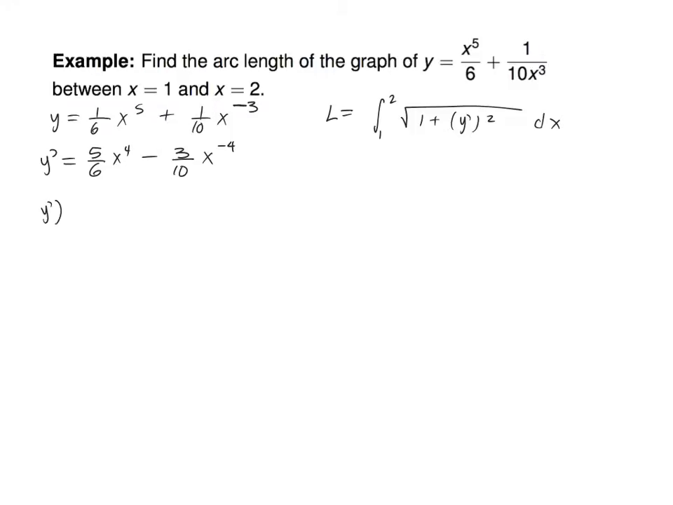So we'll find y prime squared. So what's 5/6 x to the 4th minus 3/10 x to the negative 4th multiplied by itself? Isn't that just the FOIL thing? It is just a FOIL thing. It's just a little bit tricky because with exponents adding and negatives, things happen. Okay, so easy part.